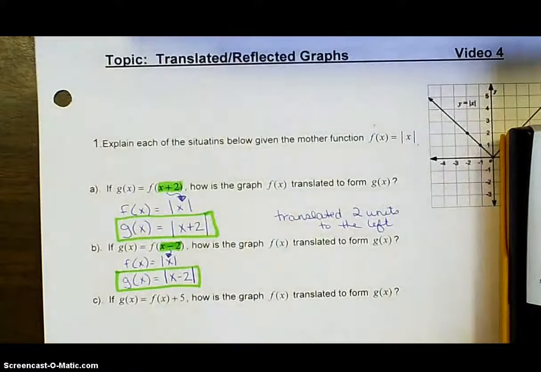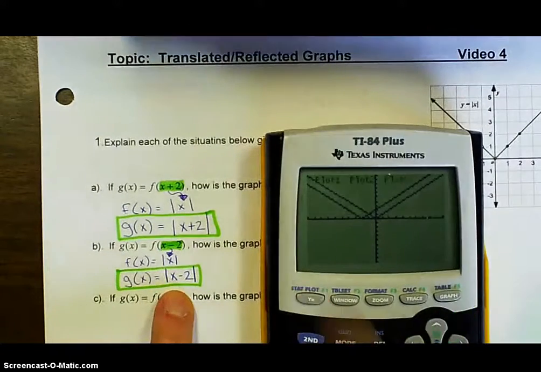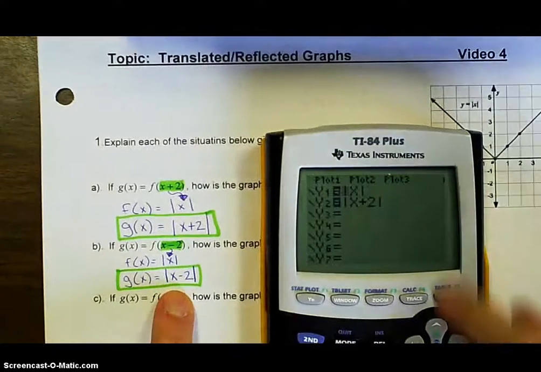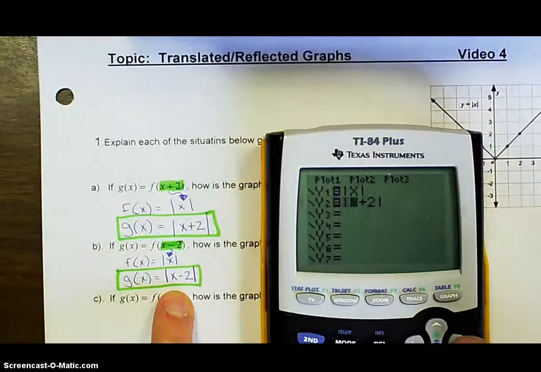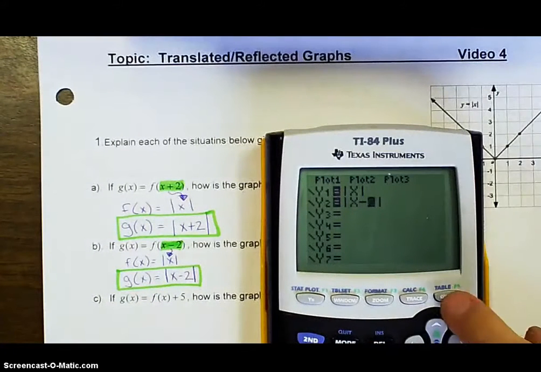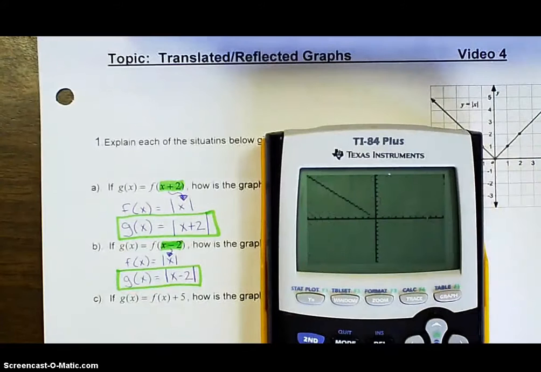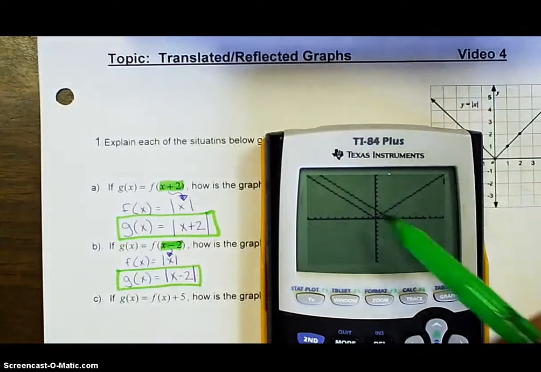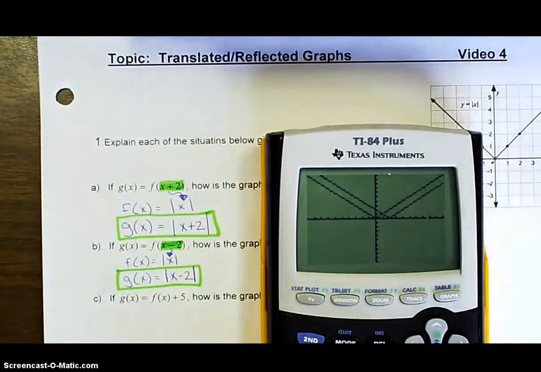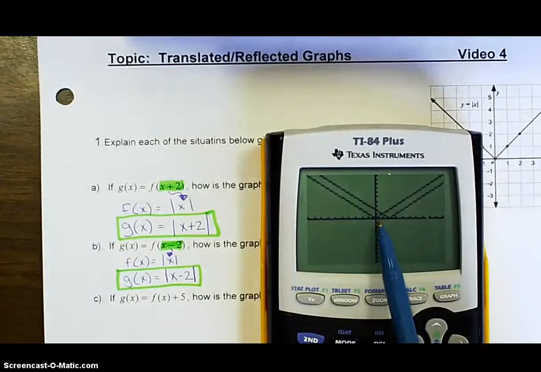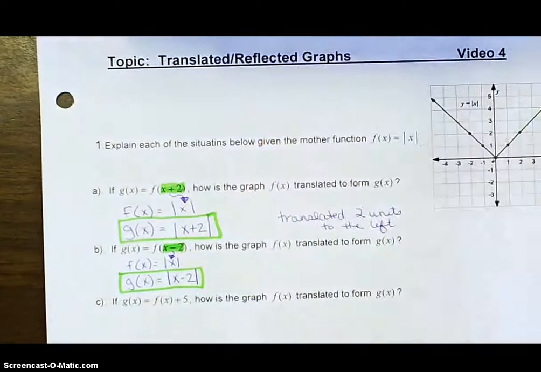So let's take a look at the graph and see how this is going to change the picture. Let's go back to y equals. We already have absolute value of x. Now I'm going to change this instead of a plus x, I'm going to make it a minus x, and I'm going to hit graph. Let's see what happens. There's our regular, and here's our new function. So our new function, what happened? It shifted 2 units to the right.